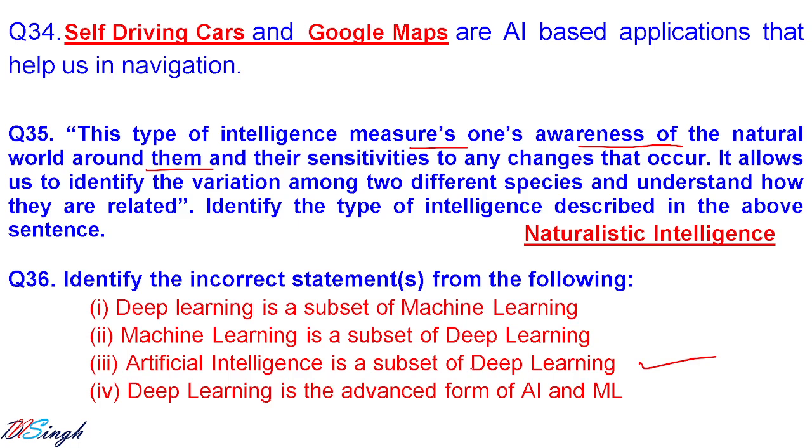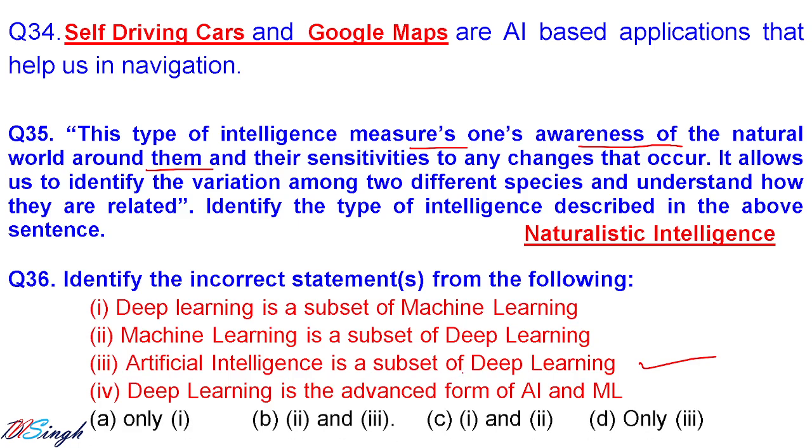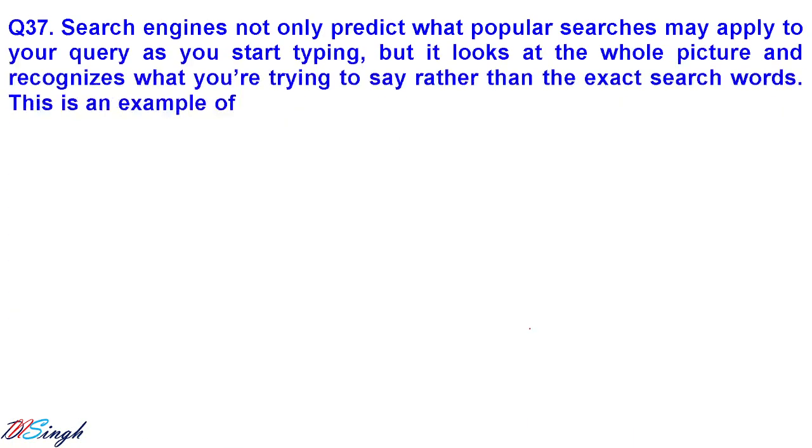That is incorrect. So 3 is incorrect, and only one option is having 3, like B. Machine learning is a subset of deep learning, that is also incorrect. And artificial intelligence is a subset of deep learning, that is also incorrect. It will be something like this: AI, and you will have ML, and you will have deep learning also available to it. In machine learning itself, you have deep learning. So it is a part of it. Let us go for the next one.